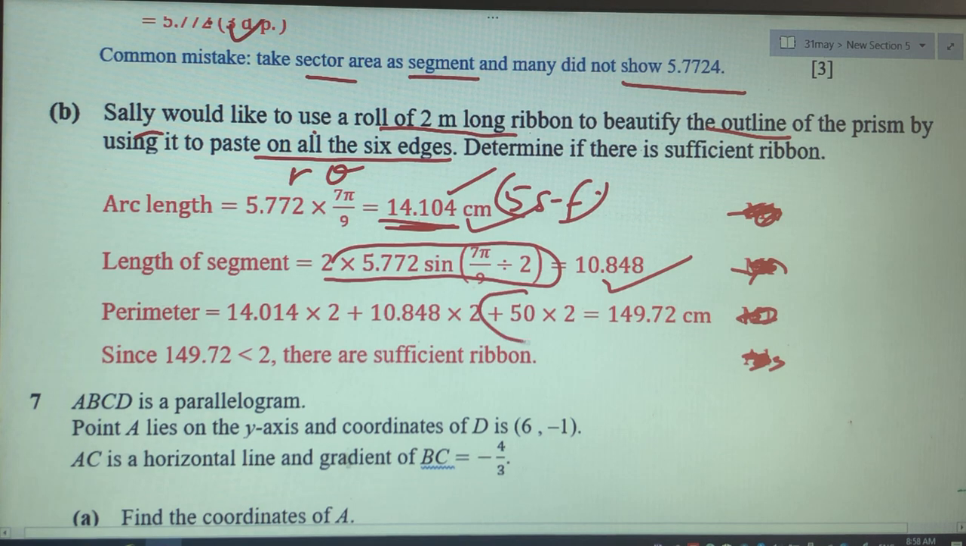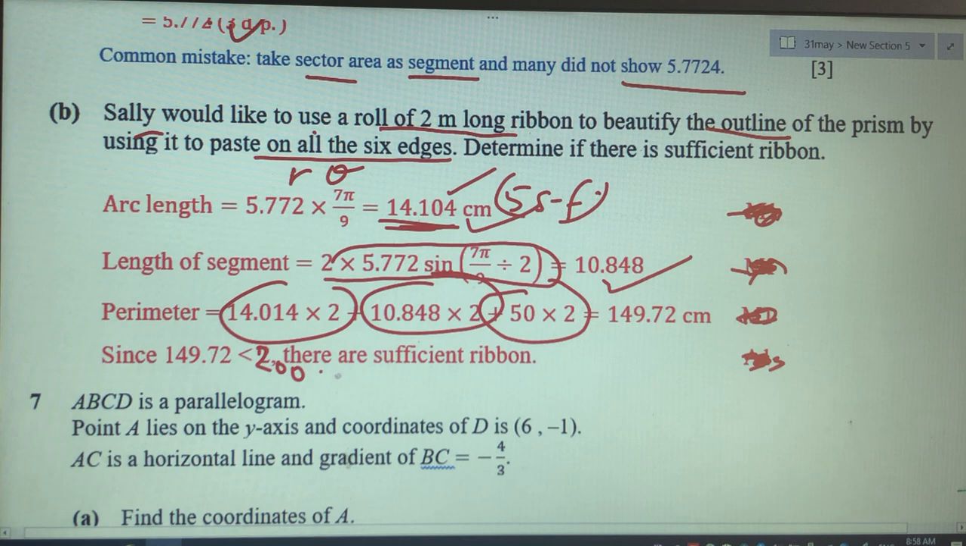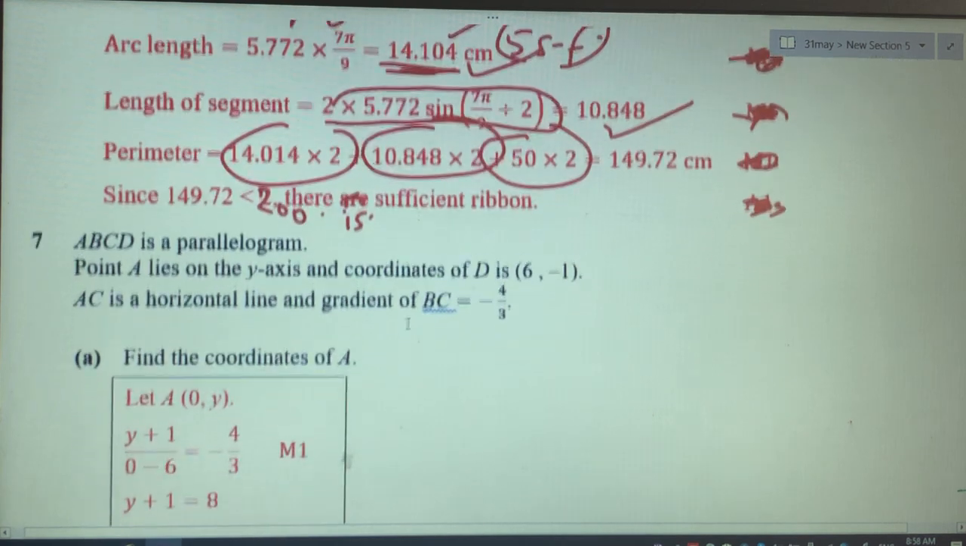Now we are just left with these two. You times 2. This one you times 2. This one you times 2. So finally, this is not 2, this is 2 meters, right? So it's 200 cm. So there is sufficient ribbon. Okay, for ribbon, you don't count like that.